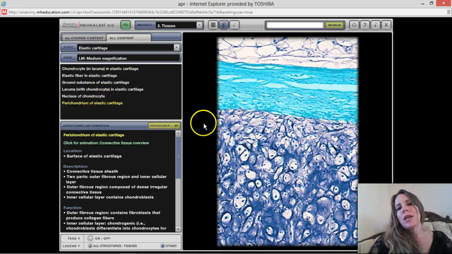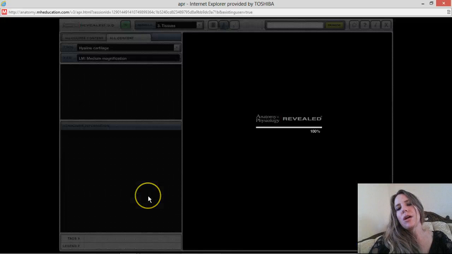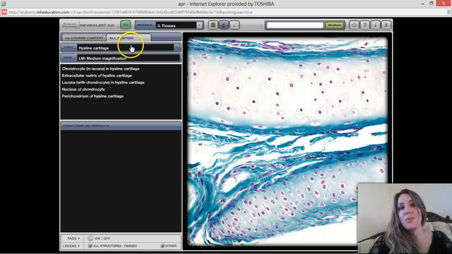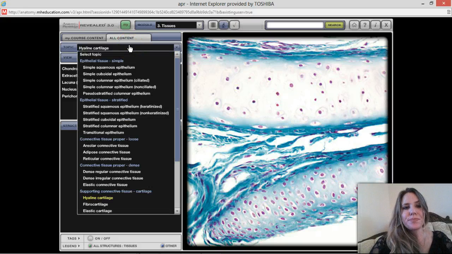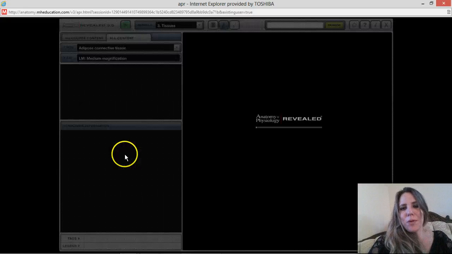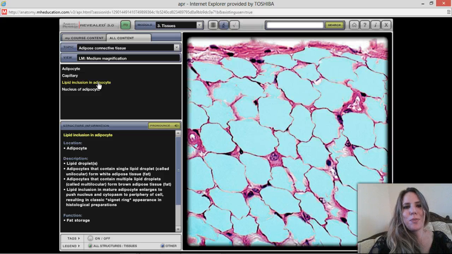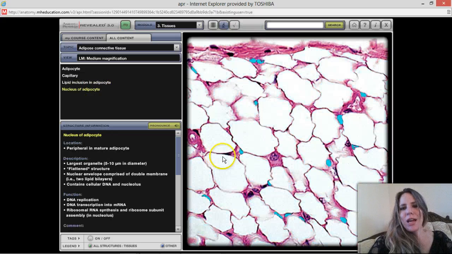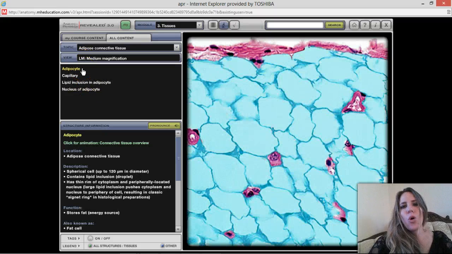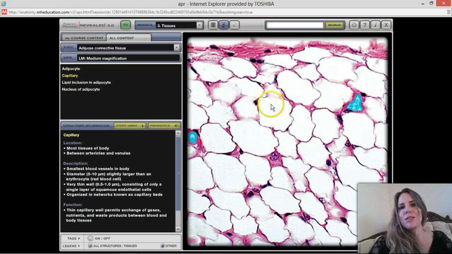Okay, but again, take a look at that elastic cartilage, contrast it with your hyaline cartilage. So you see the difference in the amount of ground substance there. Let's take a look at adipose tissue. Okay, so notice these huge lipids inside those adipocytes. And here's the nuclei of your adipocytes, so very small. Here are your whole adipocytes. Notice you'll get some capillaries stuck in there too, some blood vessels, so those are not part of the cells.